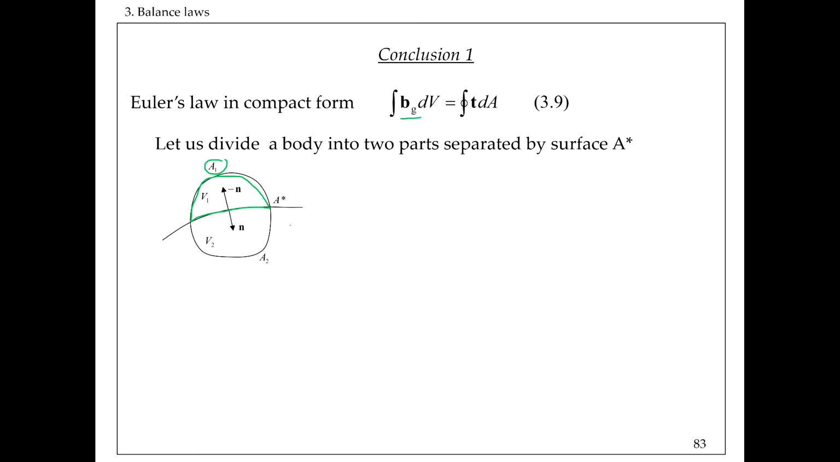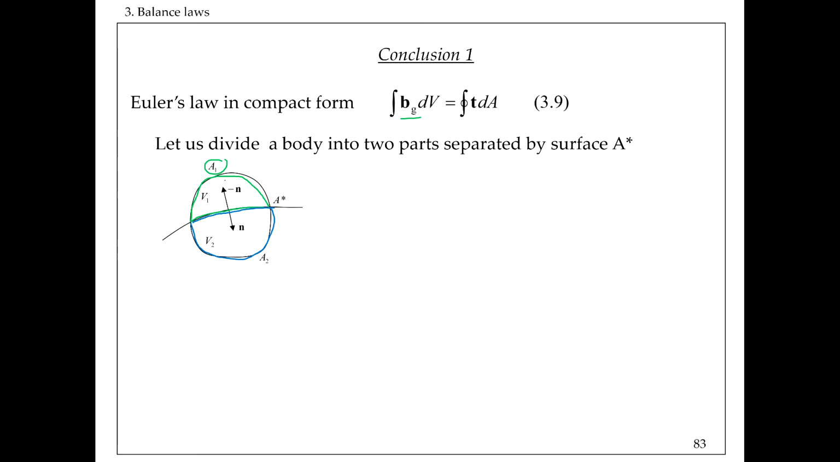On the other hand, we can also write these equations for the second volume, the second part. Again we will be integrating over that volume V2, but then our area here will be this part A2 plus the area A star, when we integrate all the tractions. Still the same formula will apply.